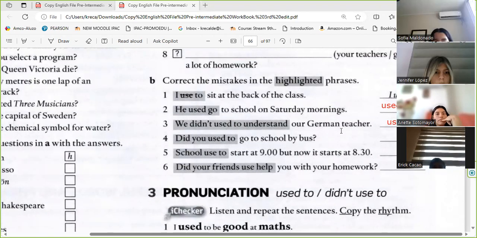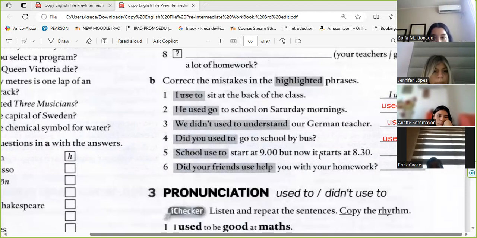Is used to. In present, right? Yes, because we have did, and when we have did, the verb comes in present. Perfect. Jennifer, number 5. It's used to, in past, good.